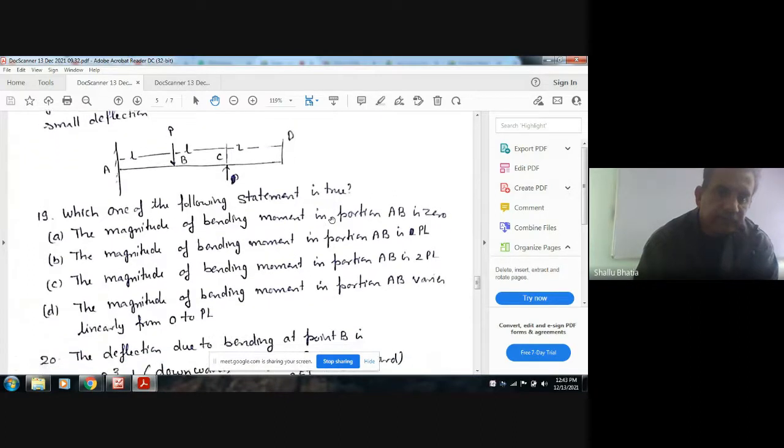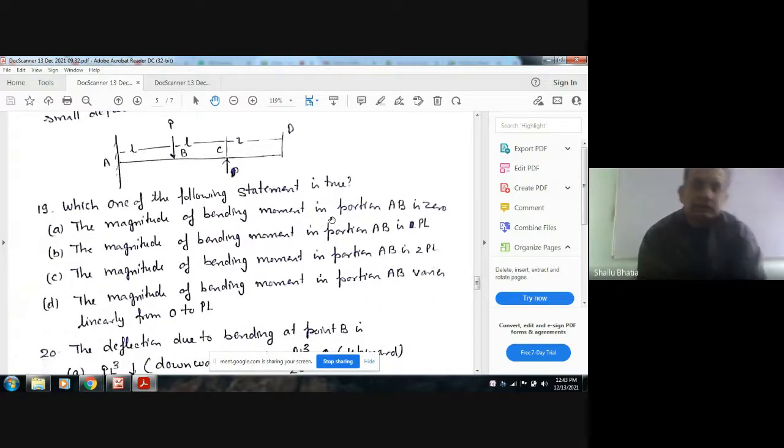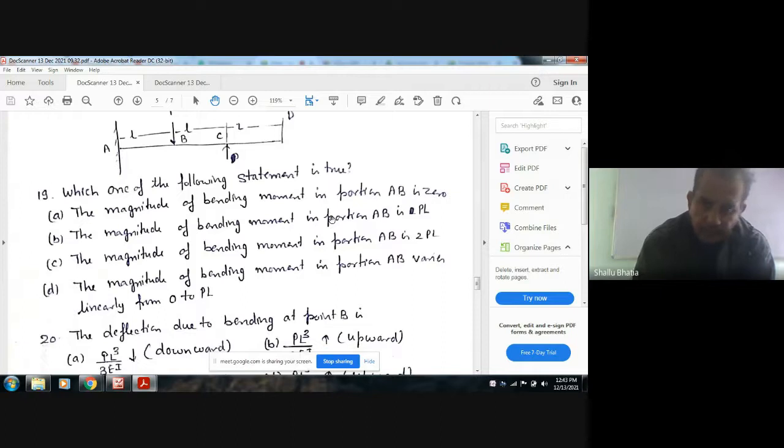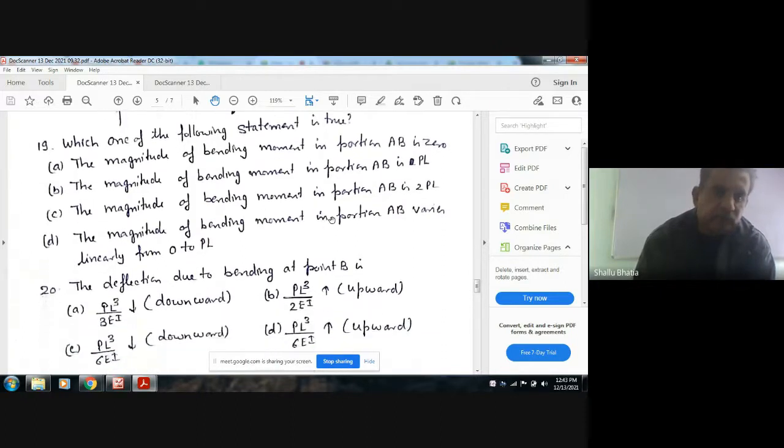Question number 19. Which one of the following statements is true? A. The magnitude of bending moment in portion AB is 0. B. The magnitude of bending moment in portion AB is PL. C. The magnitude of bending moment in portion AB is 2PL. D. The magnitude of bending moment in portion AB varies linearly from 0 to PL.